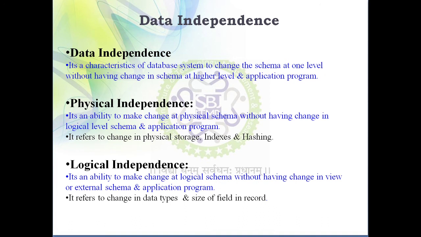Similarly, there is the concept of logical data independence, which is the ability to make a change at the logical level schema without having a change in the view level or external level schema. So what is the meaning of that? We'll take another example. Suppose I change the data type of a particular attribute, does it change the visibility of that attribute to the user? The answer is no. Suppose I change the data type of an attribute, it doesn't make any kind of change to the view that is created for the user. That means it is logical data independence. So this is the concept of data independence.